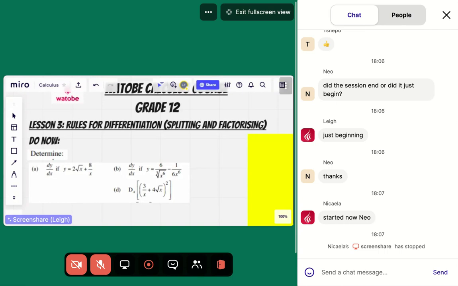So these ones are a little bit more complex. They require splitting and factorizing, but we're going to talk about that now. Hopefully you guys managed to do questions A, B, and D. So that was just a reminder from last week. So I'm going to ask a couple of people if you can maybe share some of your answers with me.